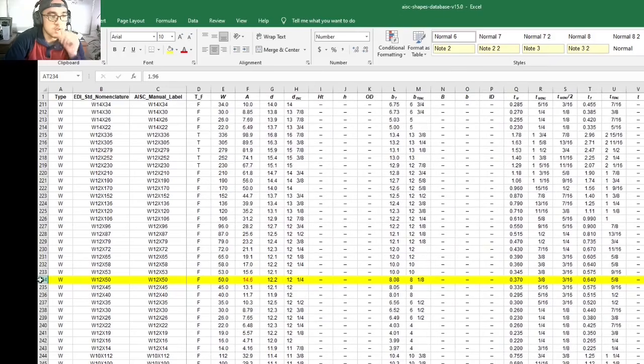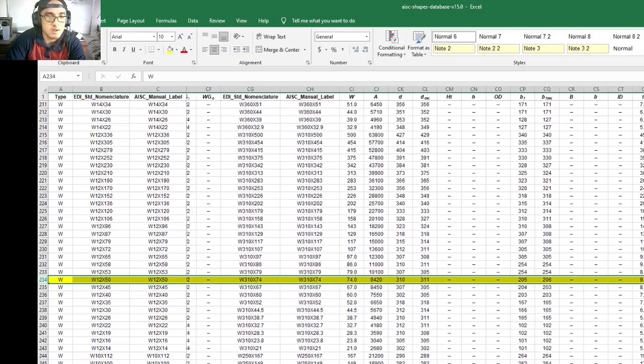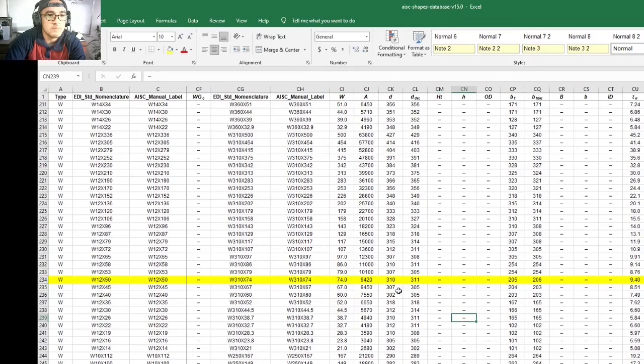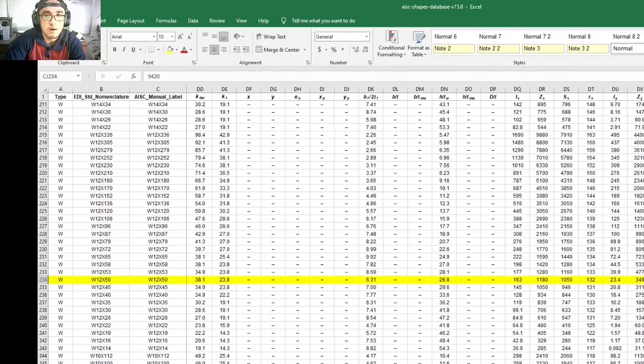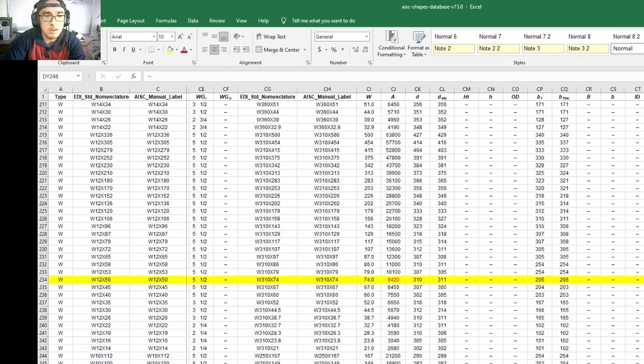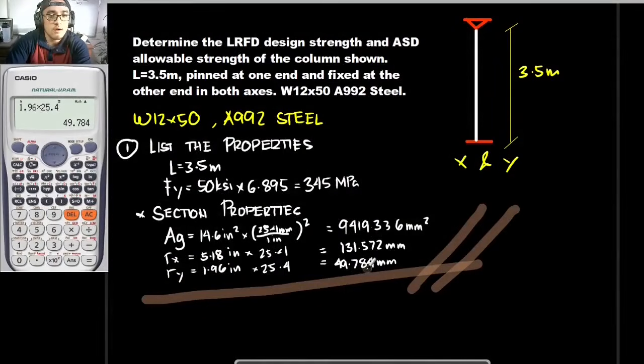So if this is to be our section, W12 by 50, if you would be scrolling to the right by, let's say, this much, hanggang makita nyo itong nomenclature ulit, this would be its metric counterpart. So this is to be the area, and this is to be the Rx and Ry, respectively, in metric. So nakita nyo din, 49.8, 132, and 9420. And if you can see our board right here, basically, same siya. So, nagkatalo lang sa decimal points. Pero, pinahirapan ko lang sarili ko.